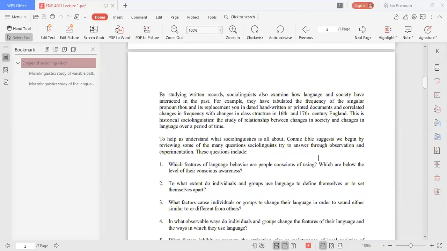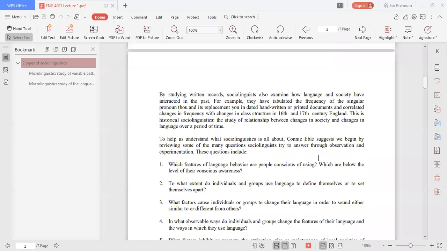Yes, sir. But at present time, do you say thou instead of you? No, sir. So how did this change occur? Sociolinguists will track it down, note it down, and then do some research. And why did it happen? Earlier people used to say thou, but now at present we say you. That's why it says its replacement you in dated handwritten or printed documents. They were trying to find how thou was replaced by the pronoun you.